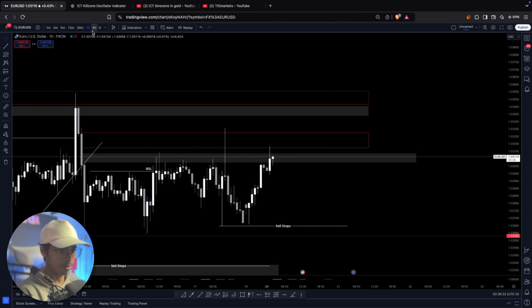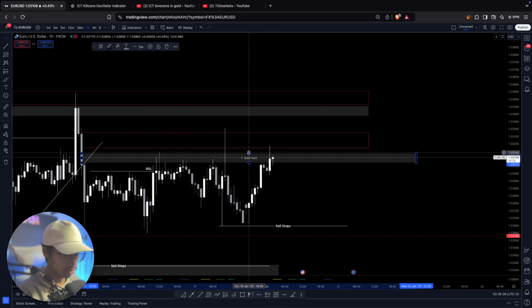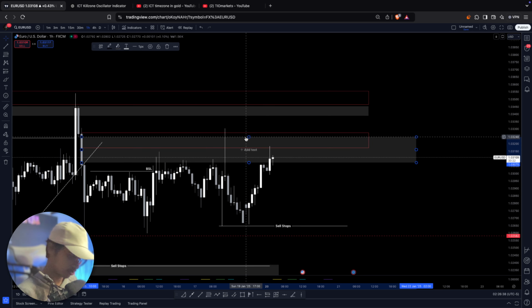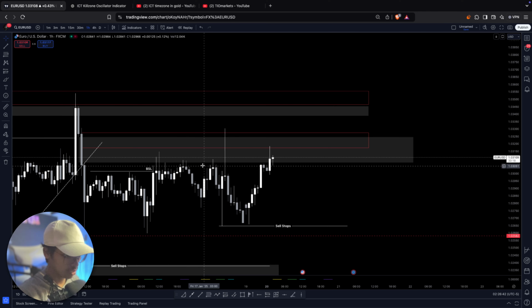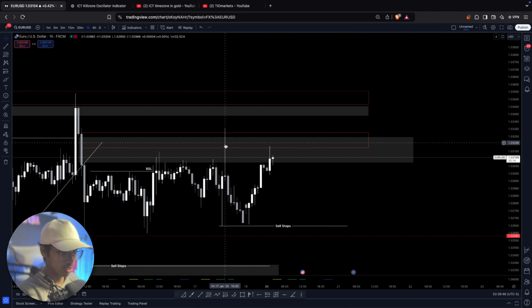We are on the 1 hour time frame. So let me just extend this thing, because according to the 1 hour time frame, this is the fair value gap. Now the fair value gap was getting touched again, and then it again swept. You guys can see the high sweeping.